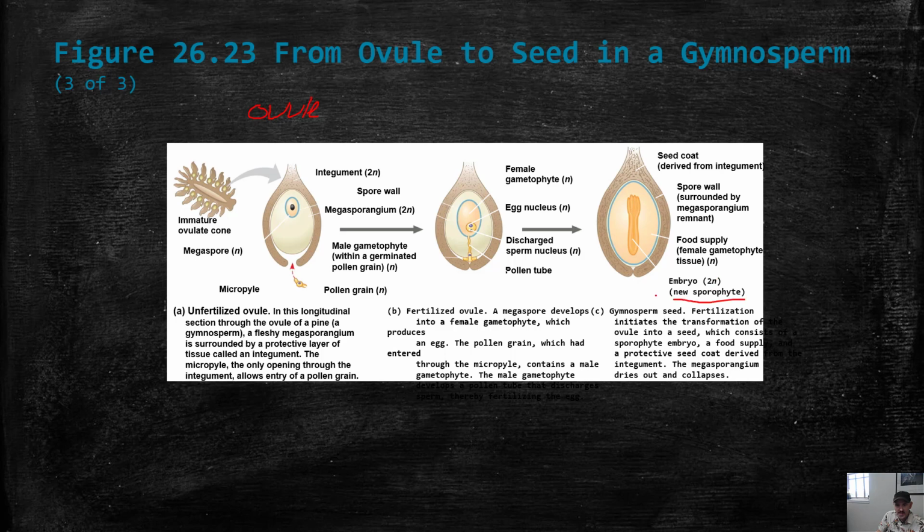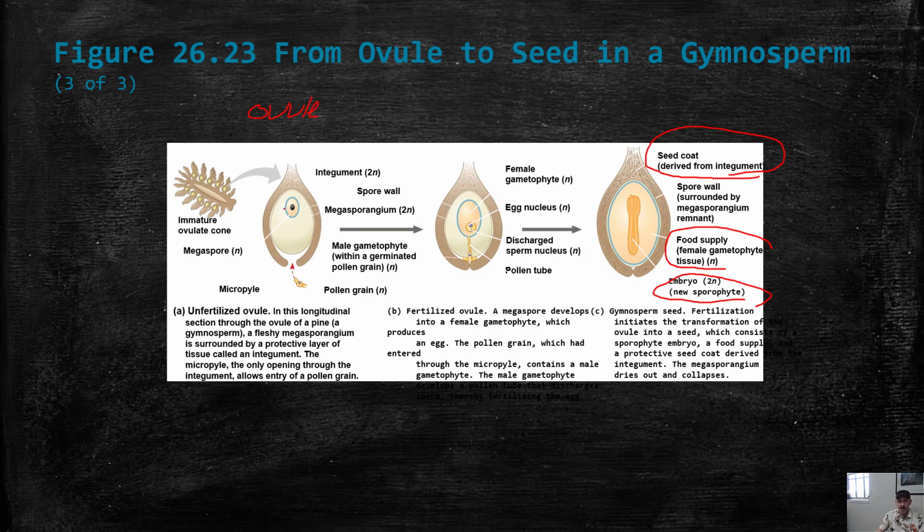This is a baby pine tree inside of this structure, and the female gametophyte now is the food for that new baby sporophyte. So that baby pine tree feeds on the female gametophyte until it can photosynthesize on its own. And this integument is now called the seed coat. It's that hard protective coating outside of the seed. Okay, so that's what's happening here.